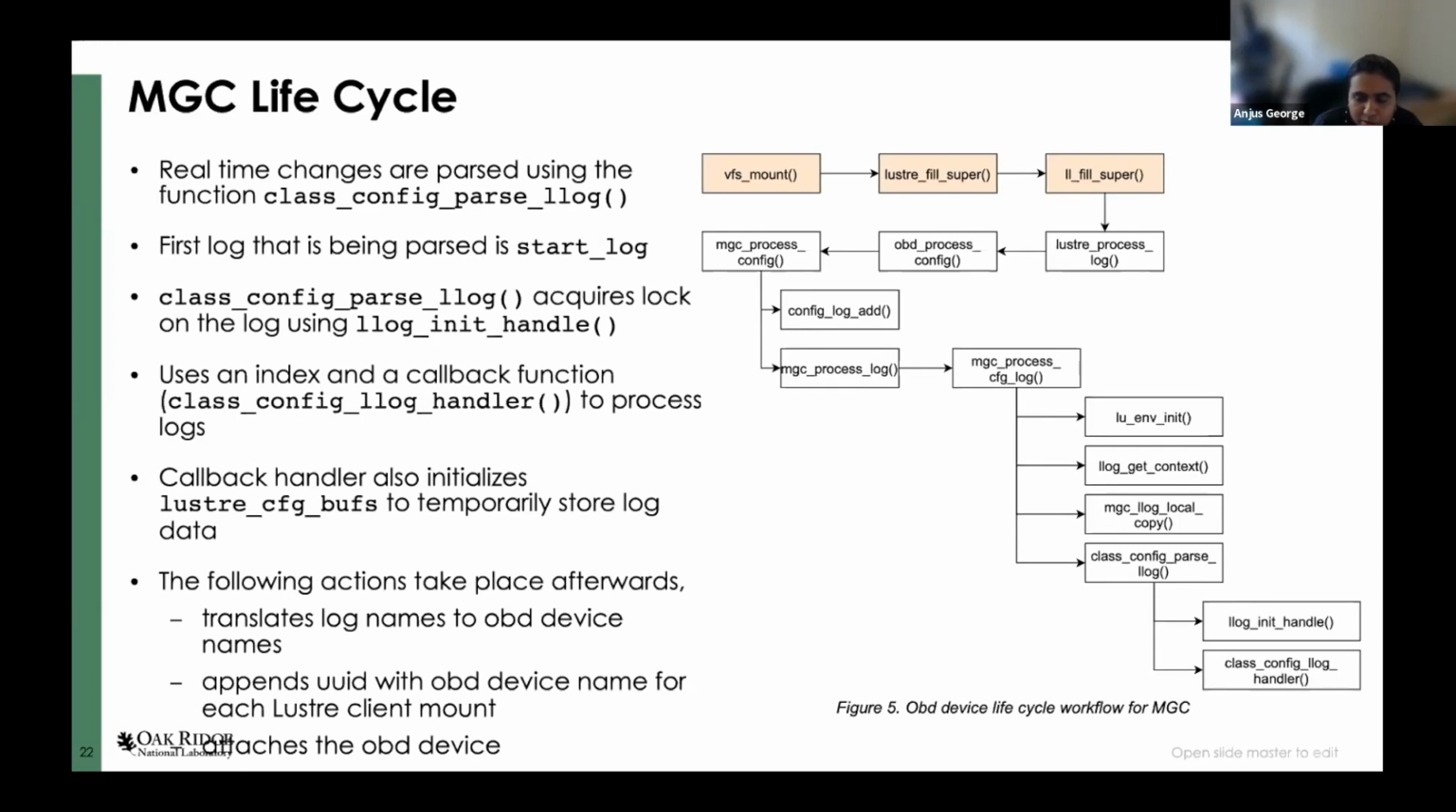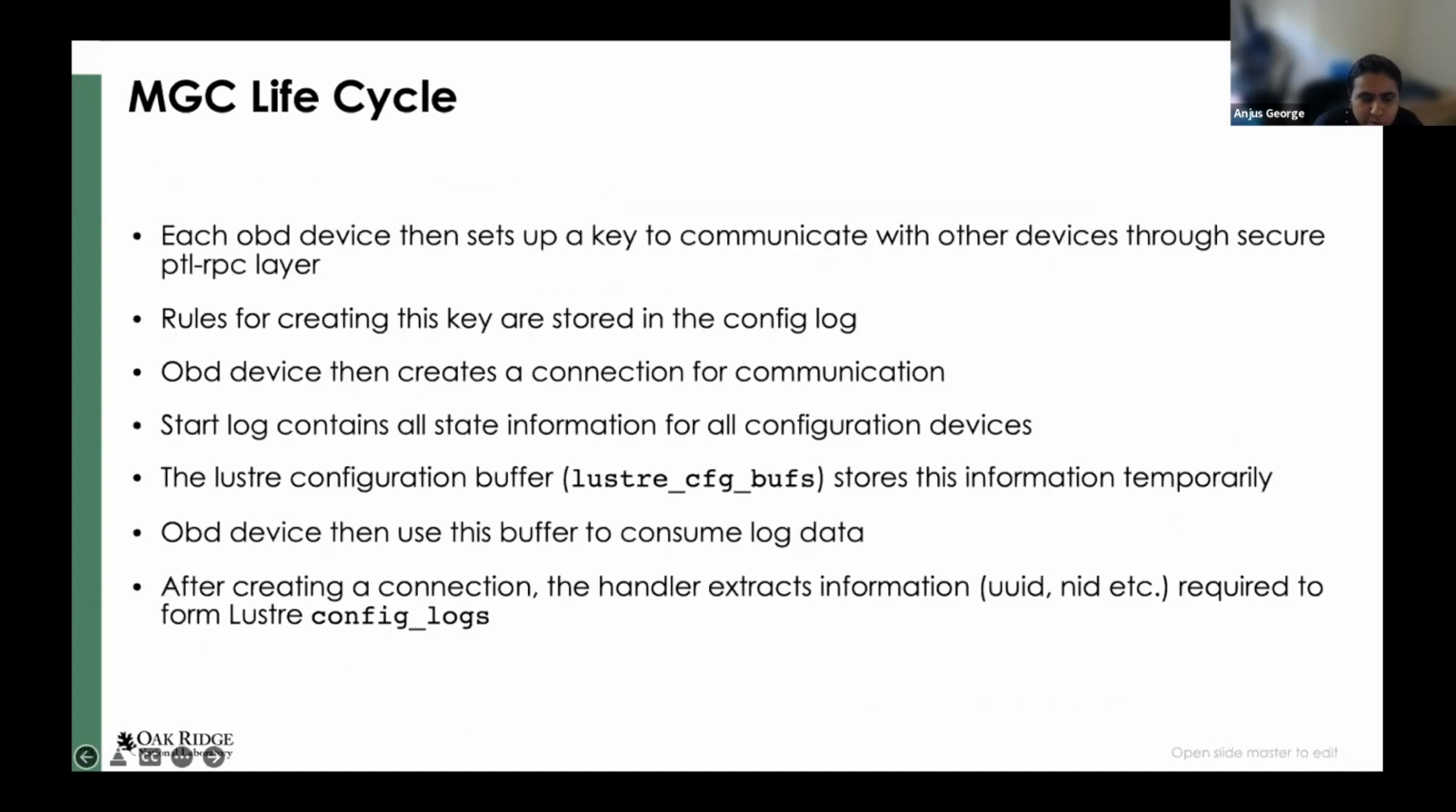The callback handler also initializes Lustre configuration buffers to temporarily store the log data. Afterwards, the following actions take place. It translates the log names to OBD device names. It appends a UUID to the OBD device name for each Lustre client mount, and it finally attaches the OBD device. Each OBD device then sets up a key to communicate with other devices through the secure portal RPC layer. The rules for creating this key are stored in the config log.